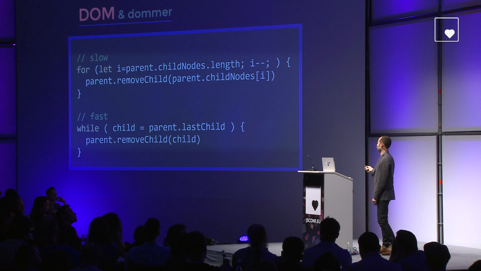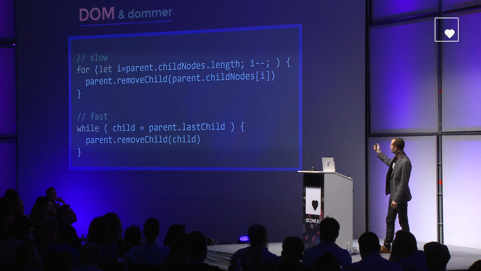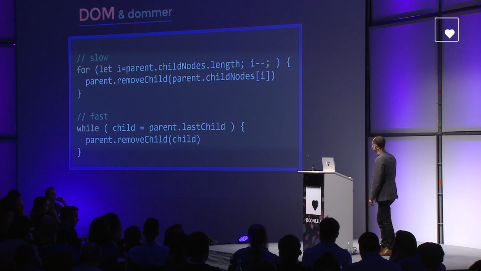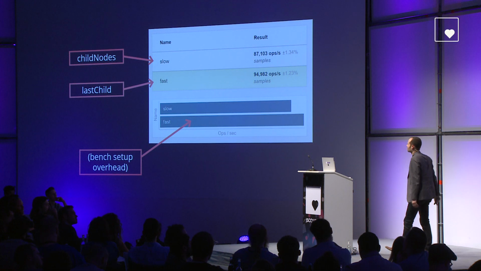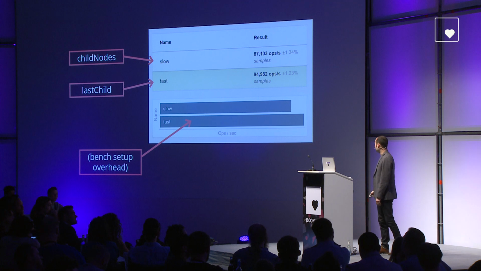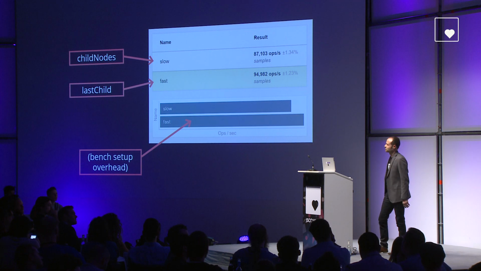The second one is much faster, though, because we're just accessing one property at each point in the loop. We never have to go back and ask for childNodes again and recompute childNodes. We never have to access an offset in essentially an array. We're just using references. So here's a performance benchmark. One thing to remember with this benchmark is a lot of this is actually setup overhead. I have to actually create the elements before I can delete them and benchmark that delete. But in either case, lastChild is always faster.